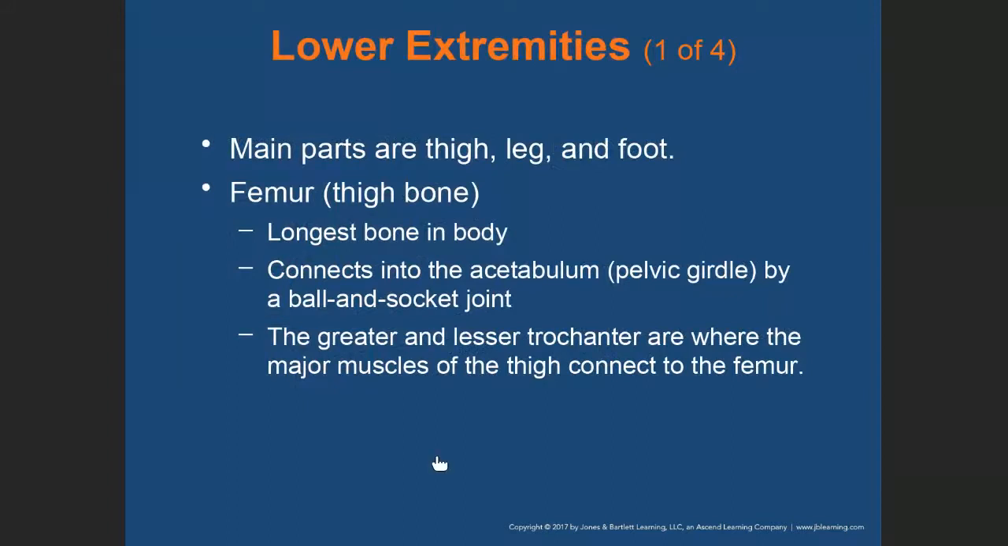Now, main parts of the lower extremities include the thigh, the leg, and the foot. The thigh bone is the femur, which is the largest bone in the body. So it's the largest and longest bone in the body. It connects into the acetabulum, which is the pelvic girdle, by a ball and socket joint. And you have the greater and lesser trochanter, which is really the outer and inner portion, where major muscles of the thigh connect to the femur.